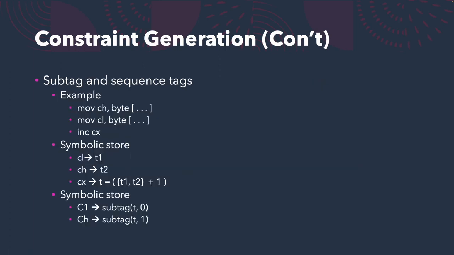The next is an example to demonstrate how this works. The first instruction moves a single byte of the data stored at the memory location specified in the brackets into the high order 8 bits, which we call CH. The second instruction moves a single byte of data at the memory location specified in the brackets into the lower 8 bits, which we call CL. The third instruction increments the value stored in the register CX by 1. In other words, it increases the value stored in CX by 1.